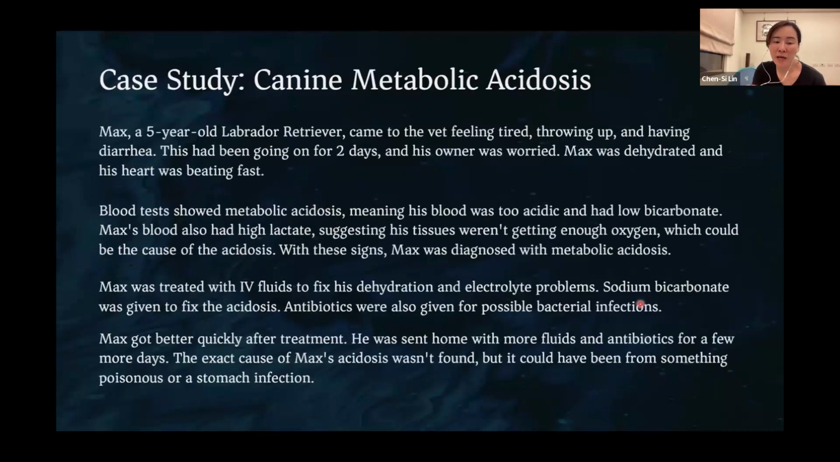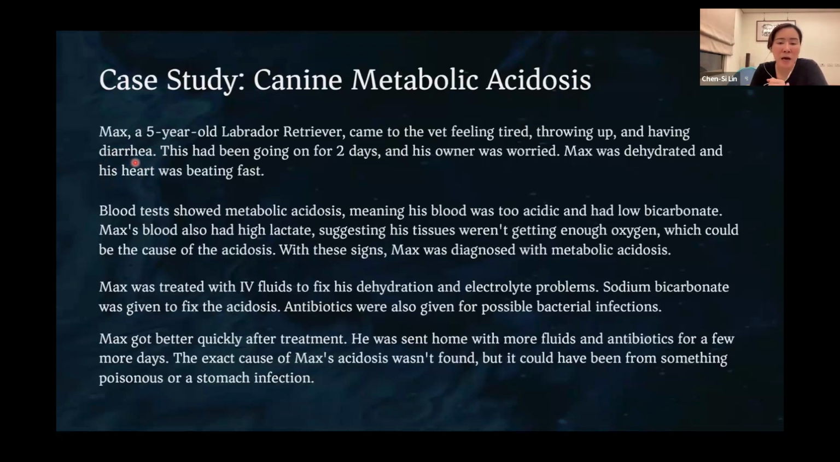So this is a case study, and you can look it up. Basically, it's canine metabolic acidosis. The case is a dog who suffered from metabolic acidosis. Why did this dog suffer from metabolic acidosis? Because it kept having diarrhea. Just as I mentioned before, because the diarrhea continued, it became dehydrated and lost electrolytes.